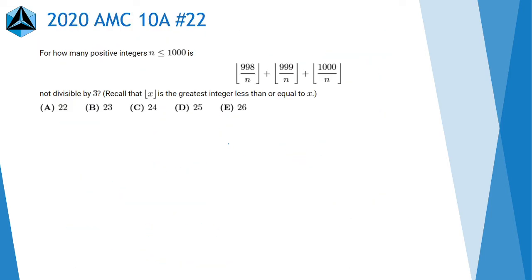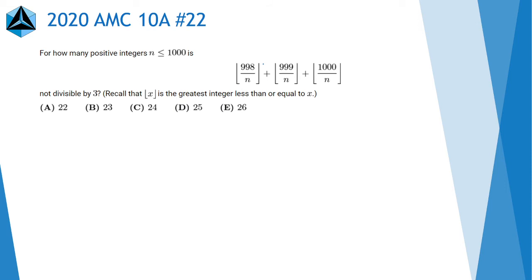And we'll move on to the 2020 AMC 10A problem number 22. For how many positive integers n less than or equal to 1000 is the floor of 998 over n plus the floor of 999 over n plus the floor of 1000 over n not divisible by 3? Recall that the floor of x is the greatest integer less than or equal to x.